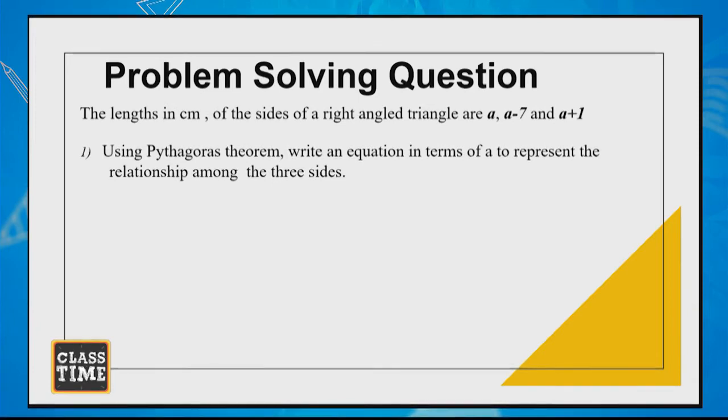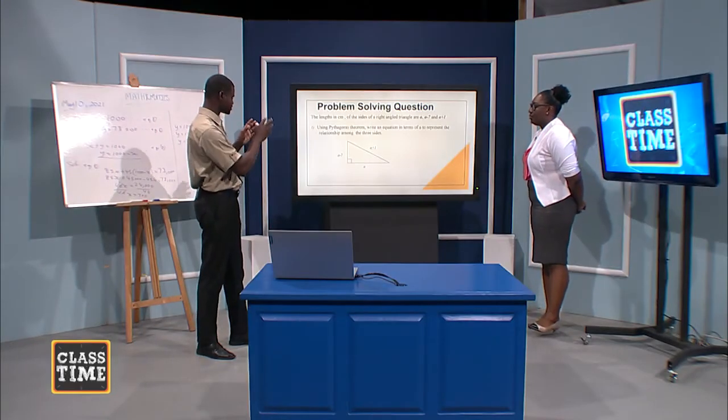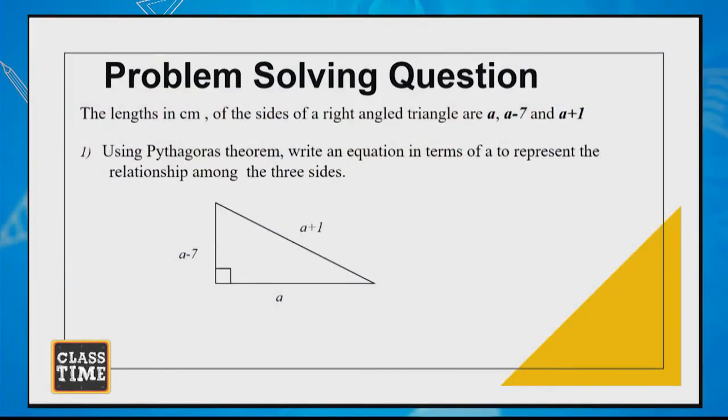All right, so first let me draw my triangle. Okay, wonderful. I've drawn my triangle and I've labeled the sides in my triangle. Question. Go ahead. How do I know where to put the different values? I'm seeing three values up there in terms of the length of the sides: A, A subtract 7, and A plus 1. How do I know where to put, especially the A plus 1?